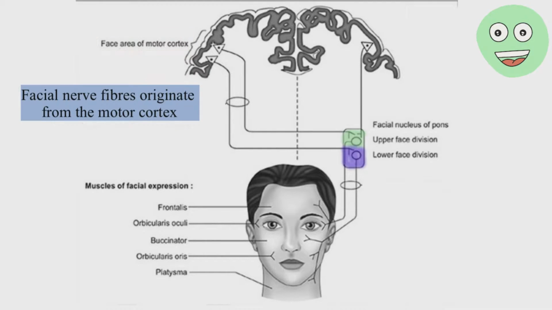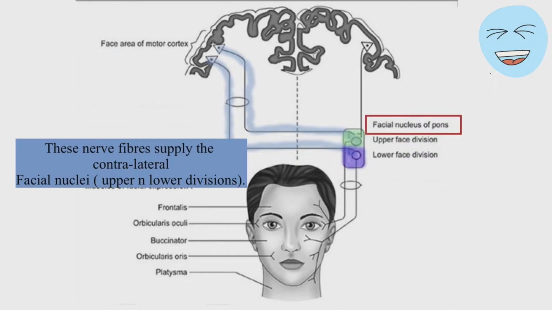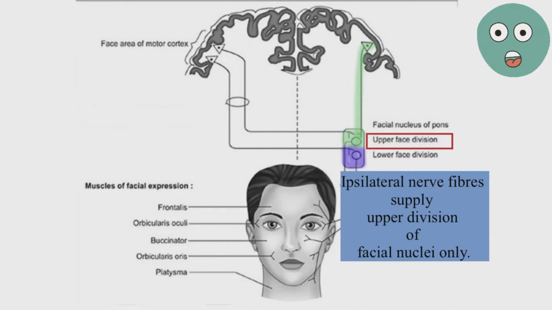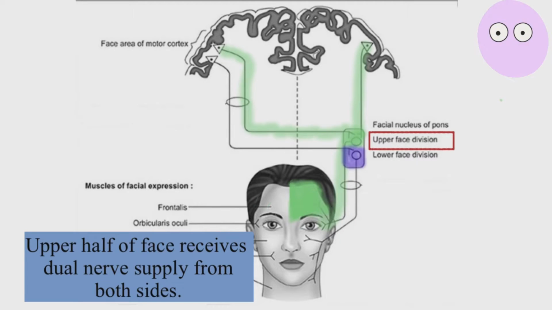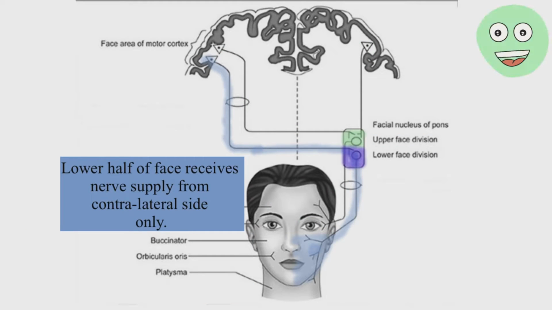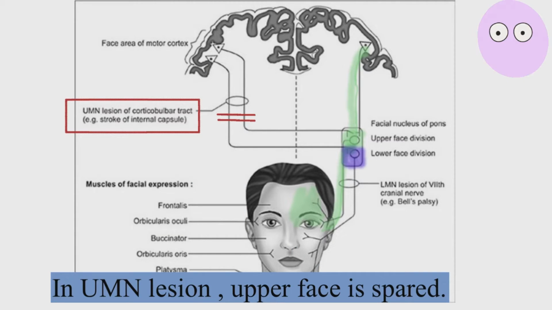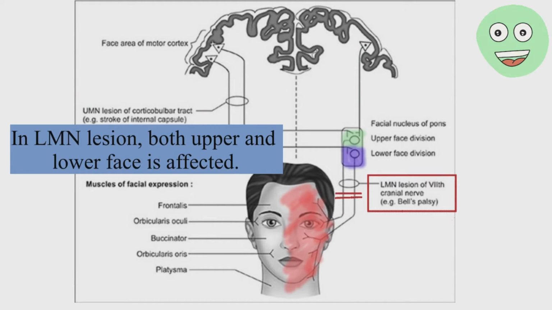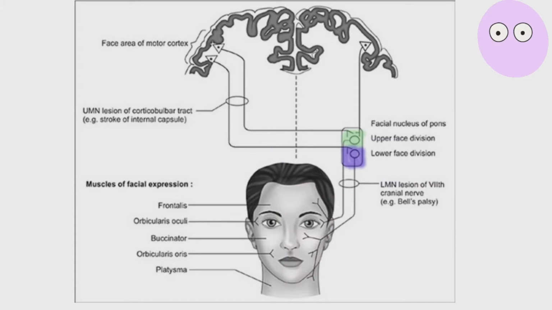Facial nerve fibers originate from the motor cortex in the brain. These fibers supply contralateral facial nuclei in the pons, both the upper as well as the lower face division. The upper face division of the pontine nuclei is also supplied by fibers from the ipsilateral motor cortex. The upper half of the face receives dual nerve supply from both sides, while the lower half of the face is supplied by contralateral nerve fibers. So, in a UMN lesion, the upper face is spared, while an LMN lesion leads to both upper as well as lower face palsy.